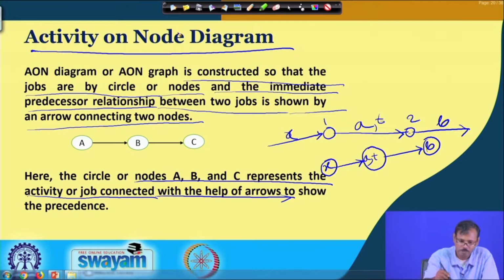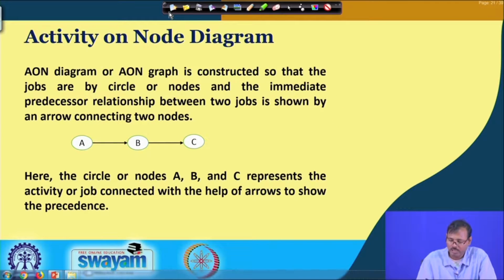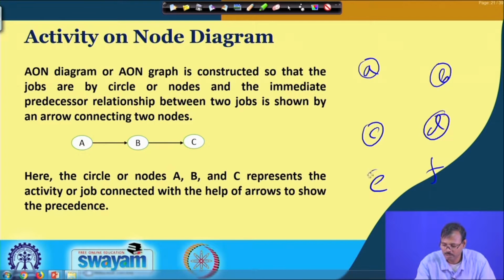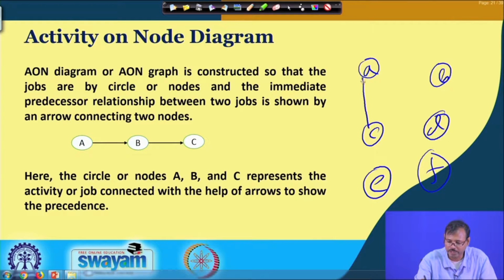That means a person can write all the jobs, just the names of the jobs, circle them, and then the jobs are mentioned in the network. Now, to show the predecessors, precedence and succedence, just the arrows have to be placed.